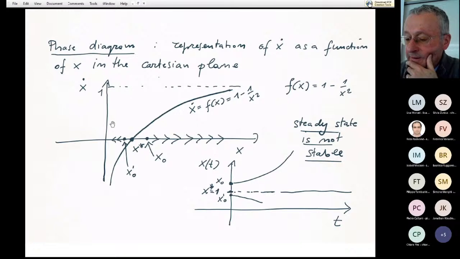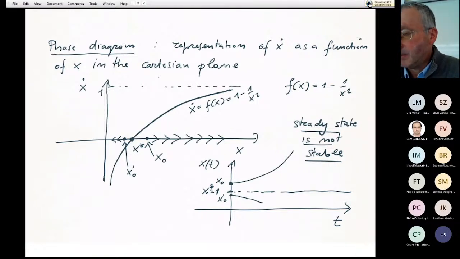This is a representation. Here, time doesn't appear. Increasing time is intuitively expressed by the arrows of motion, okay? Here is the motion of the variable over time, but time doesn't appear here. If you want to look more precisely at the time path, you have to represent time in the abscissa and the level of the variable in the vertical coordinate. Then x0 is above 1, and the variable increases over time. X prime 0 is below 1, and the variable decreases over time. So qualitatively, the time paths are like this. And the steady state is clearly not stable.